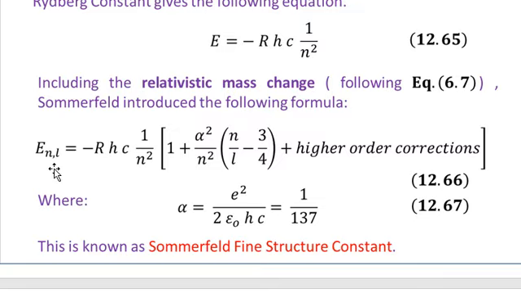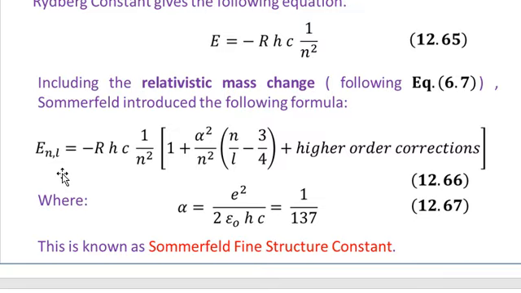Now the energy is going to depend upon two quantum numbers, the principal quantum number n and the orbital quantum number L. So E_nl will be equal to minus R h c into 1 over n square, and then in the square bracket we have 1 plus alpha square over n square, and then in the parenthesis I have n over L minus 3 over 4 plus higher order correction terms. This formula we have already discussed in equation number 6.7, that is in equation number 7 of slide number 6.